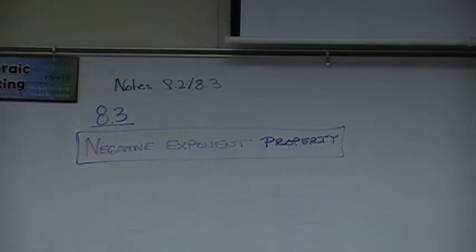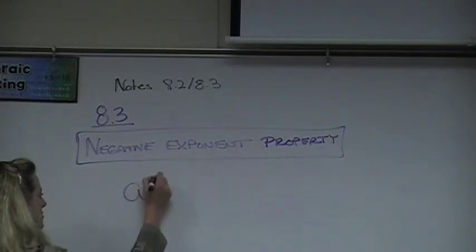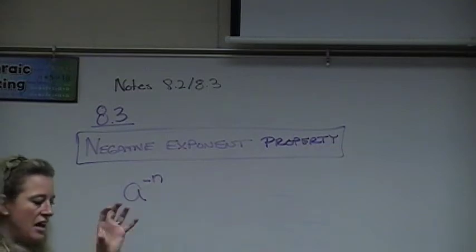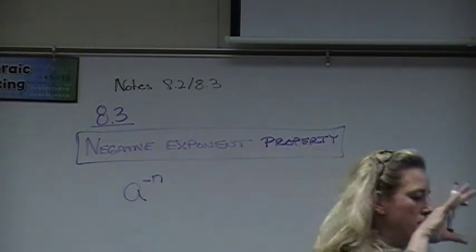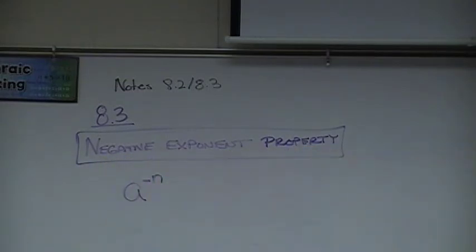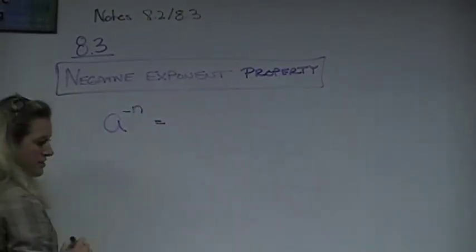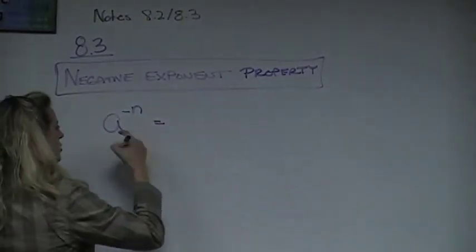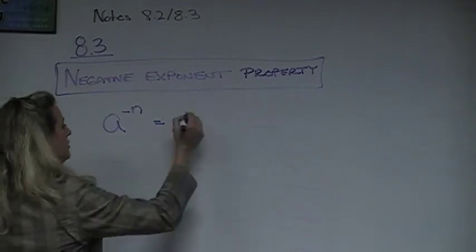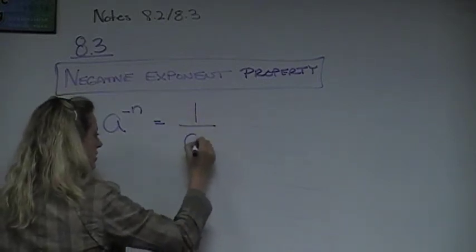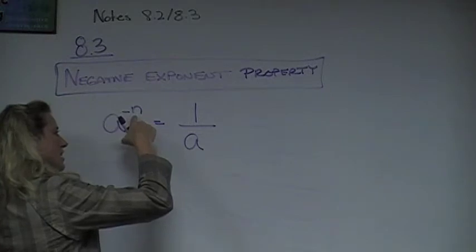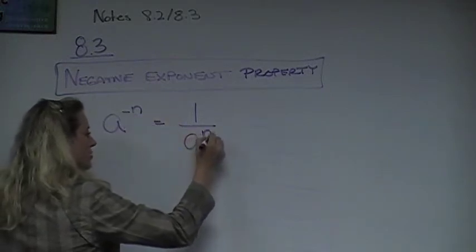Okay, it says that if I have a base raised to a negative exponent, so a to the negative n, I cannot have any negative exponents in my answer. I always have to simplify to make sure that I have a positive exponent. So how would I do this? I take the reciprocal of the base. What's the reciprocal of a? 1 over a, and then I'll change this negative n to a positive.